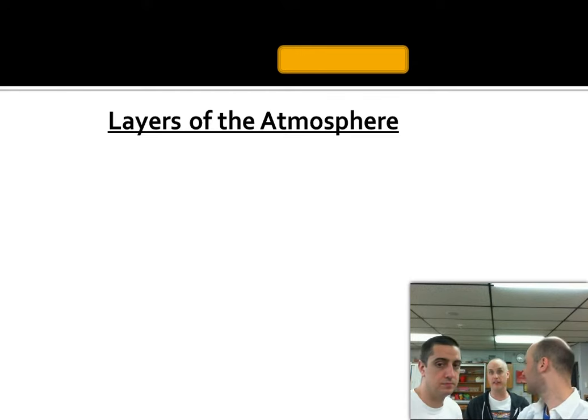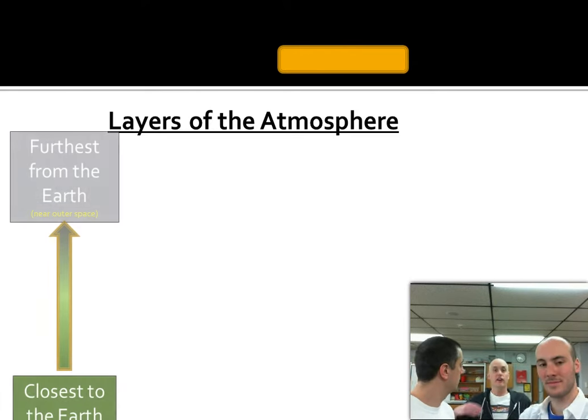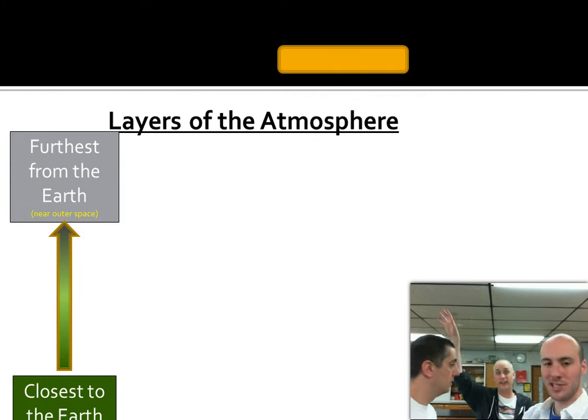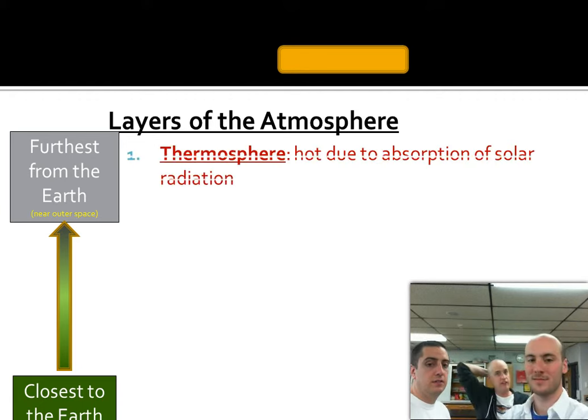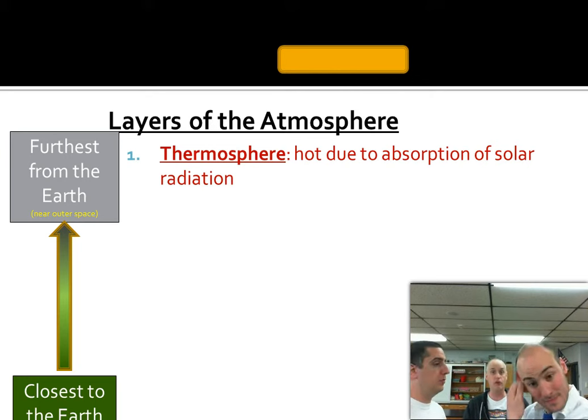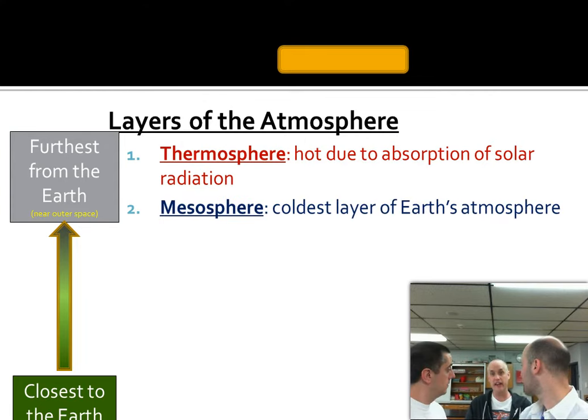All right, let's talk about the layers. We're going to start, guys, with the farthest away from the surface of the Earth where we live. So we're going to talk about the outermost layer, the closest layer to space. Farthest out there is the first one we call the thermosphere. Thermo means like temperature or heat, like thermometer. It absorbs most of the heat, most of the energy, most of the solar radiation from the sun. It's the hottest layer.